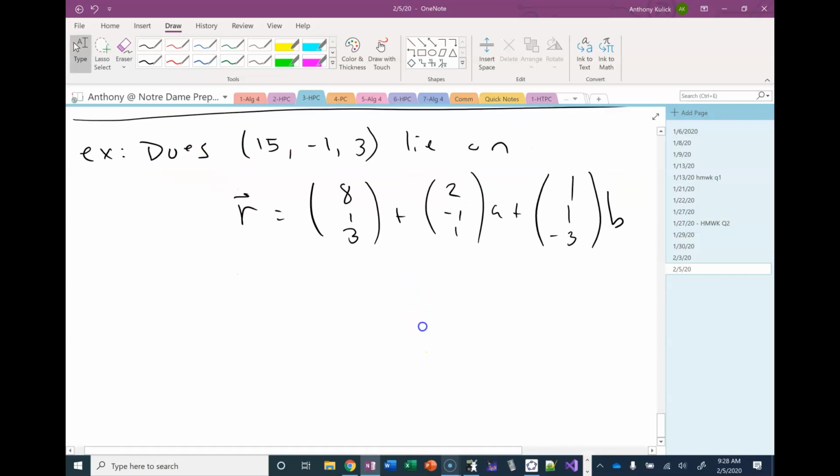So another familiar sounding question: does the point lie on, in this case instead of a line like we did in the homework yesterday, the plane? If it does, then there'd have to be values for a and b such that the x-coordinate gives us 15, the y-coordinate gives us -1, and the z-coordinate gives us +3. So I'd have to satisfy the equation 15 equals 8 plus 2a plus 1b. And then -1 equals 1 plus -1a plus 1b.